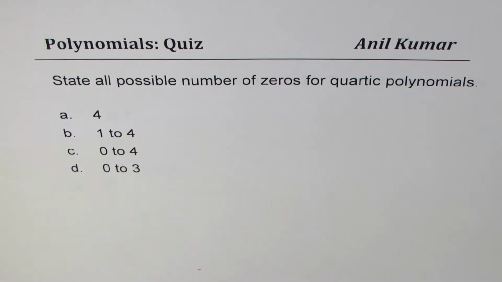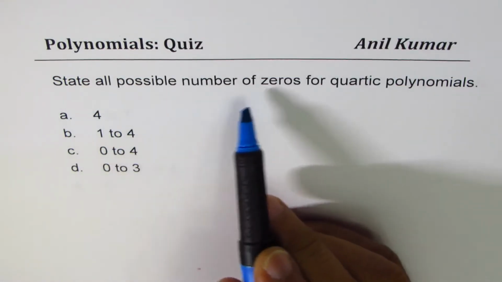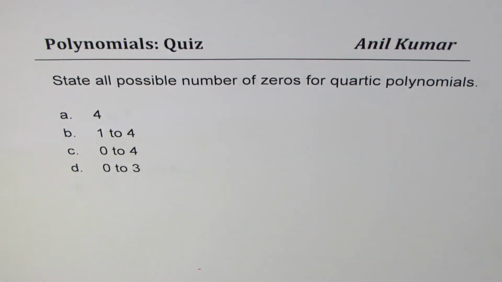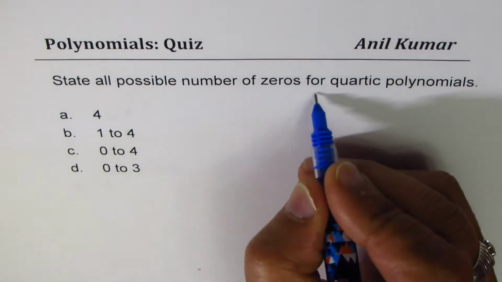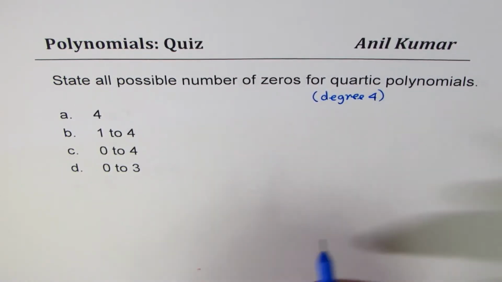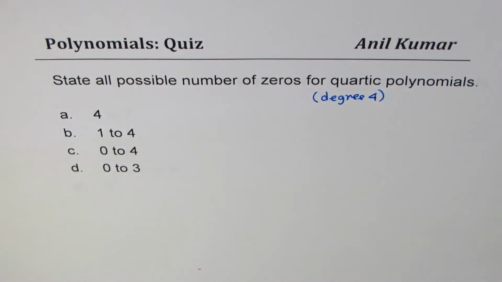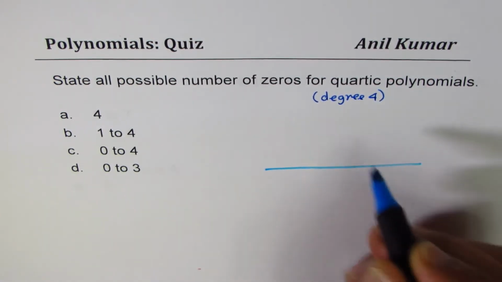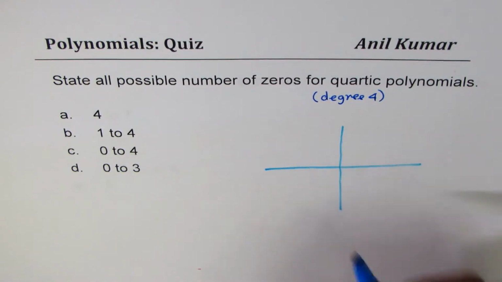The question here is, state all possible number of zeros for quartic polynomials. Now quartic means degree 4, right? We are given 4 options to you. You can always pause the video, answer the question, and then look into my suggestion. Now, if we have a quartic polynomial, what are different scenarios?